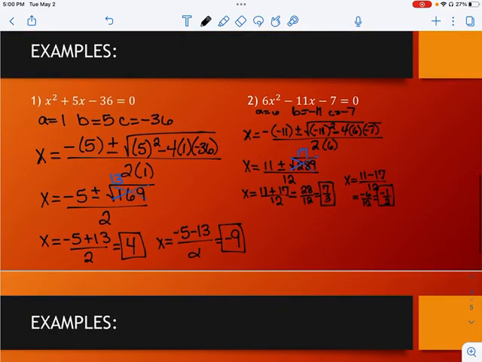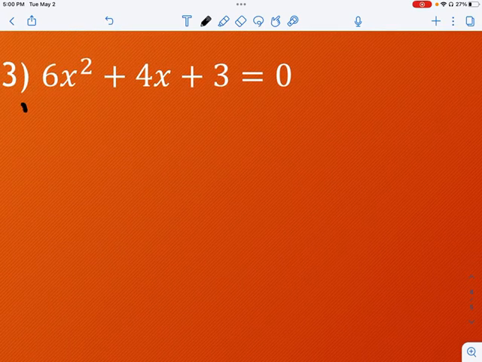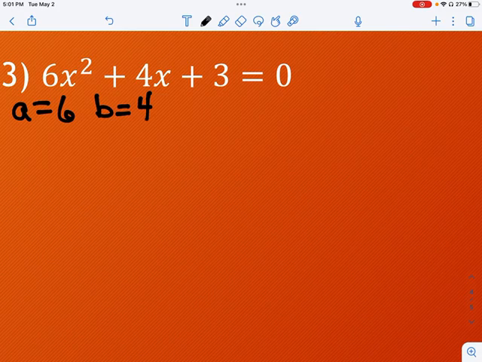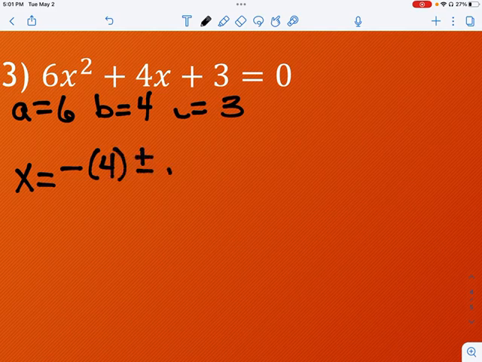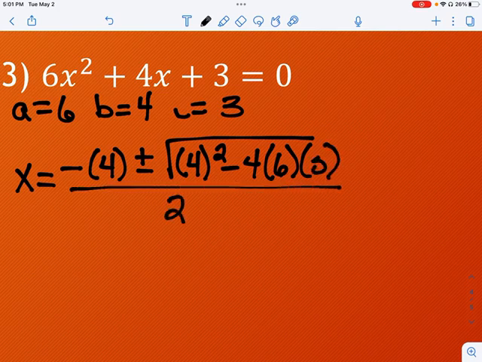Okay, so let's keep going. Let's try the next one. So on number 3, we start off again. A is 6, B is 4, C is 3. So now we go to plug it in. So x equals negative of b plus or minus the square root of b squared minus 4 times 6 times 3, all over 2 times 6. So negative of 4 is negative 4 plus or minus.